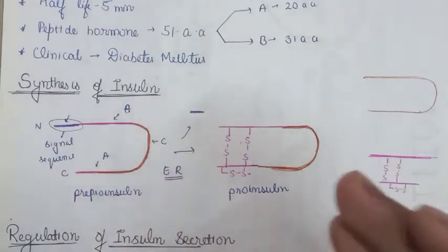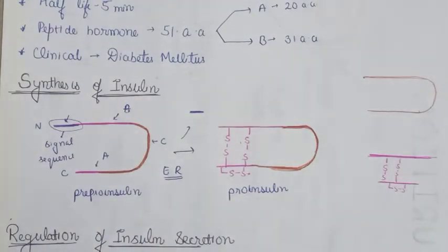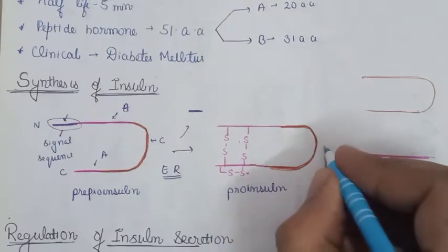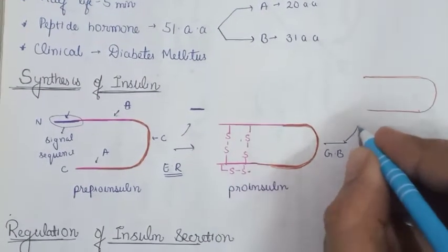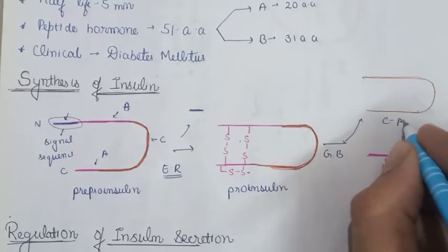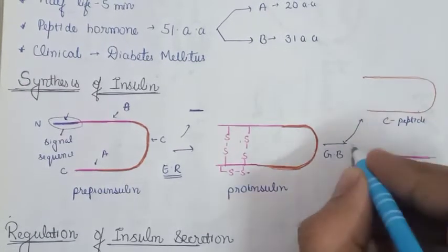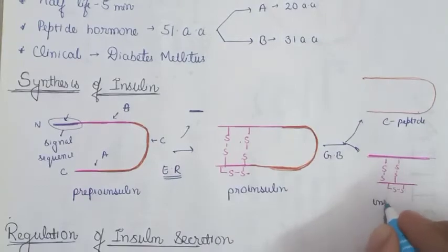So this proinsulin is functionally not active. So it is directed to the Golgi bodies, where it is broken down into the separate C peptide or C chain and the insulin part.